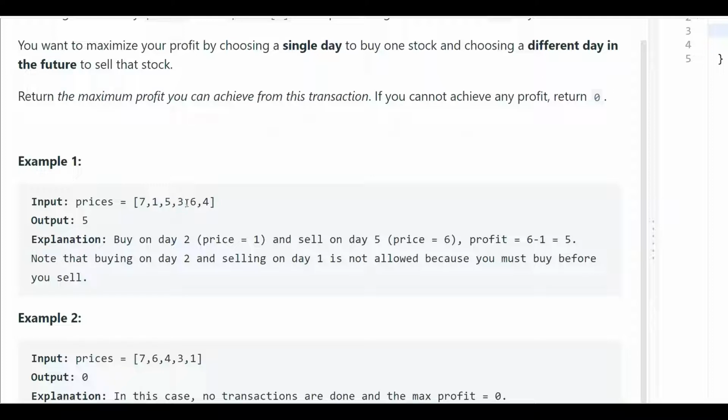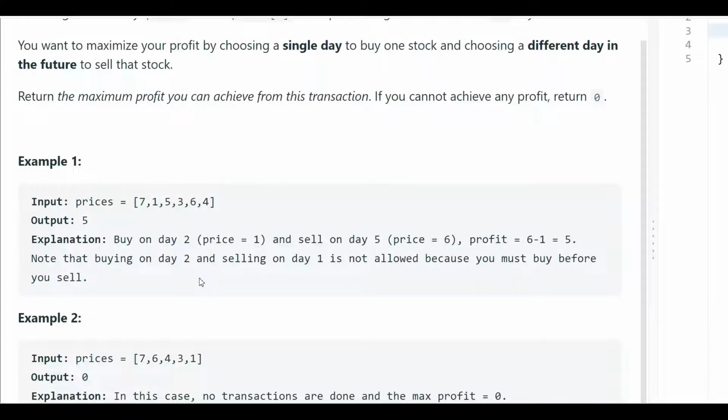Then we can sell it on the fifth day, that is 6, and this would give us 5 as the profit. And we can even sell it on the last day, that would give us a profit of 3. So we have to take the maximum of those profits. So 5 is the maximum profit, so we return 5. We buy on the second day and sell on the fifth day to make the maximum profit. Okay, so this is what the explanation is saying.